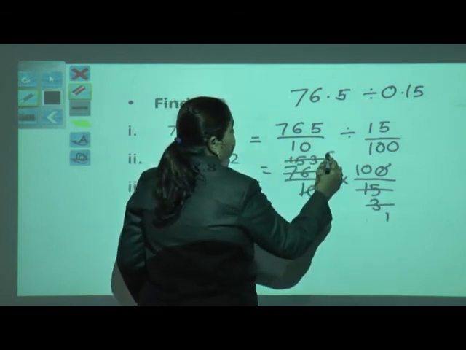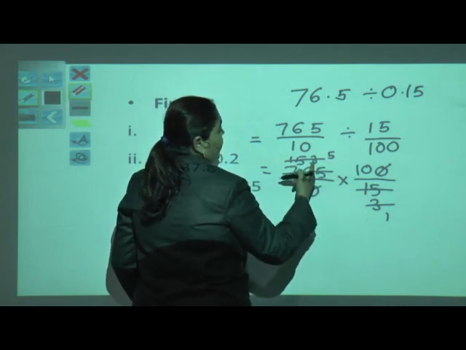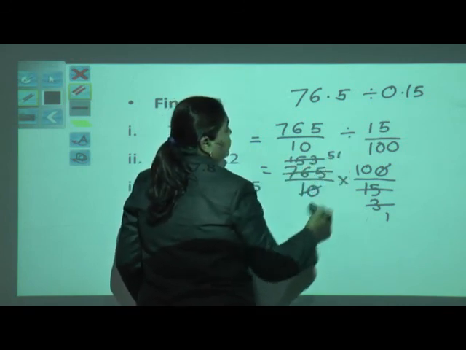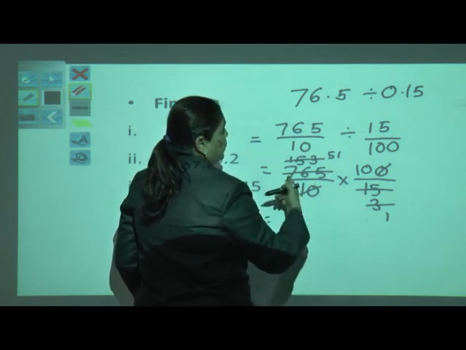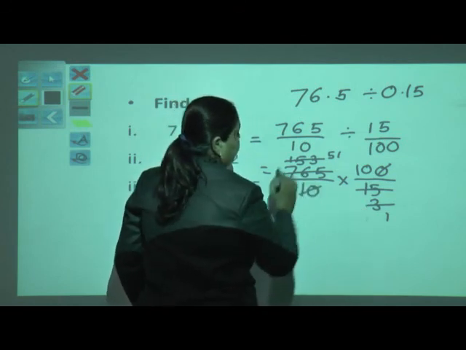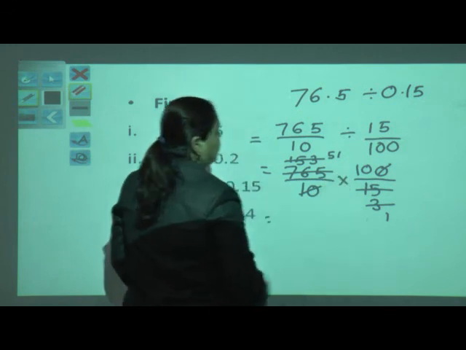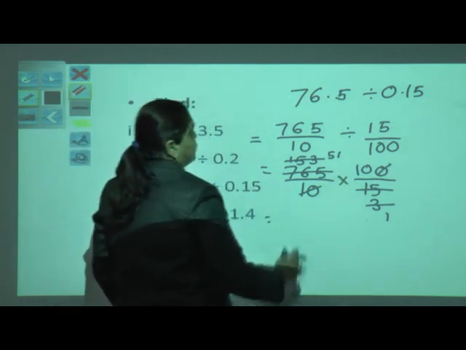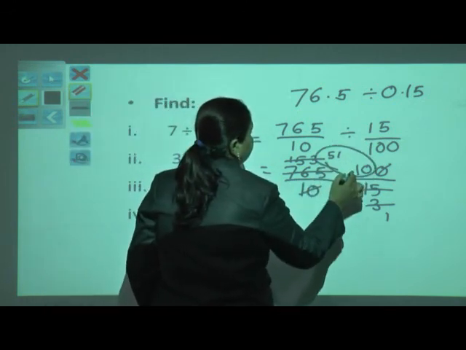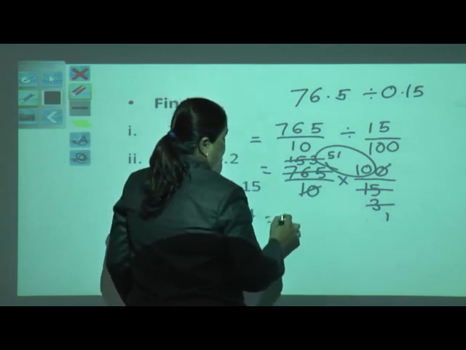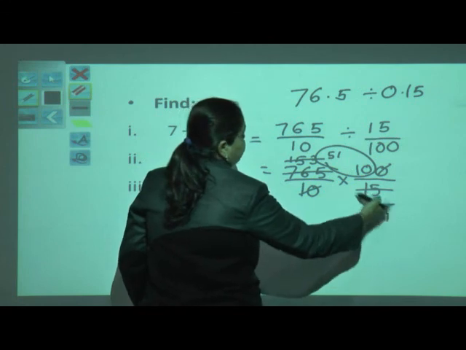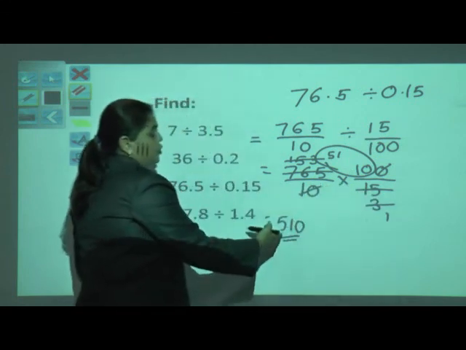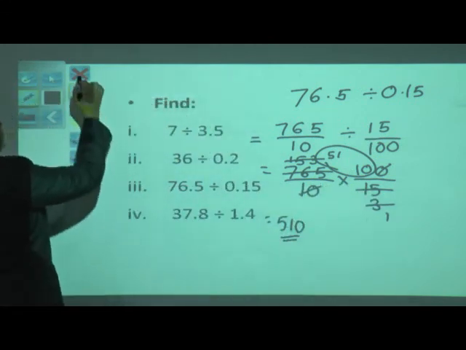3 5s are 15 and 3 1s are. What will be the answer here then? Yes, we had reduced here. Sorry, 3 5s are 15 and 3 1s are. So what will be the answer? We have to do the multiplication of this, and your answer will be 510. Because we don't have anything in the denominator, we have to write the answer directly.